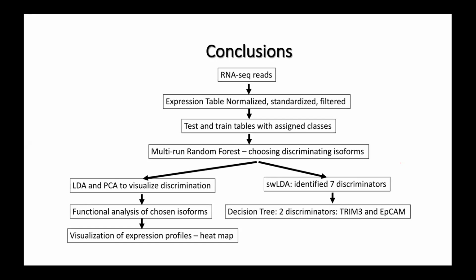So I got 7 genes using SWLDA. I got a lot more genes using random forest. You do multiple runs of random forest, you get a different set of genes. So if you see the results and collate these results, many genes will be common, and those genes will be very important genes that help you in the classification, right?